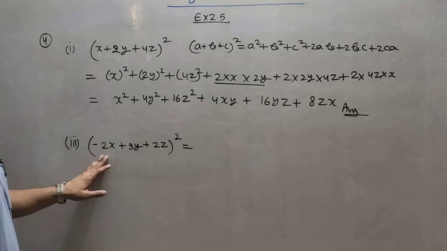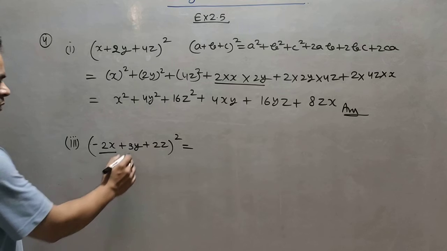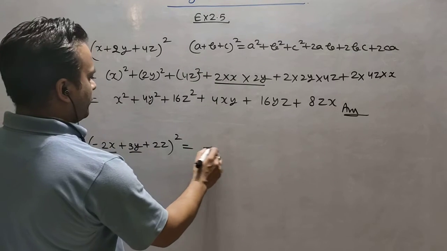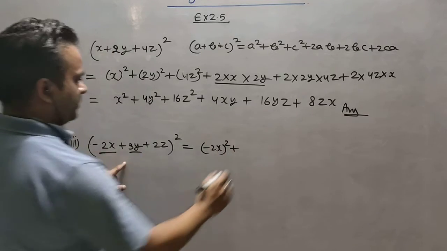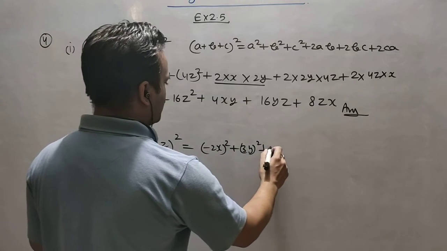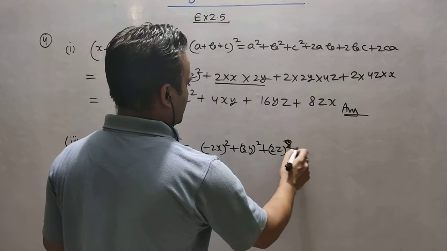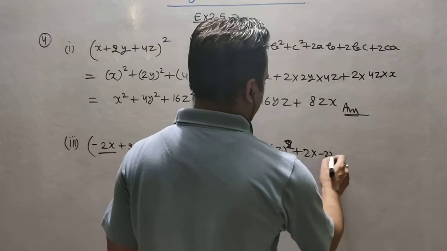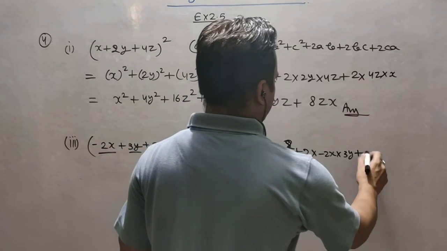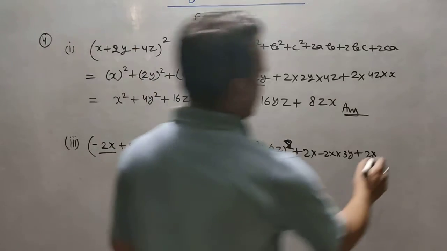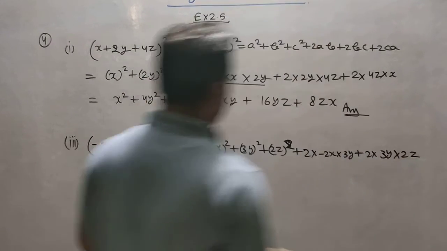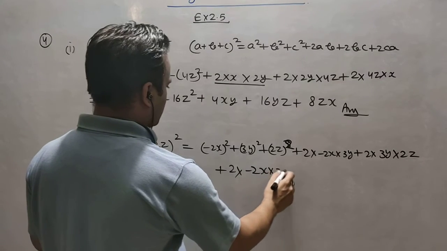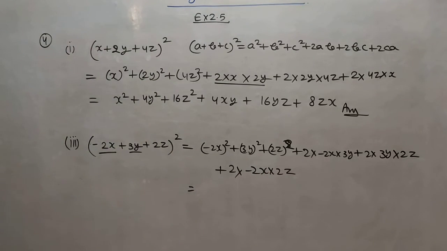In the same way, what is a here? Minus 2x, b is 3y and c is 2z. So we will put the value here. First will be square of first one, square of second one, then square of third one. Now we have the twice of first and second, so it is minus 2x, it is 3y, then twice of second and third, it is 3y into 2z, then twice of first and third, first is already in minus, so we will get this one, right?